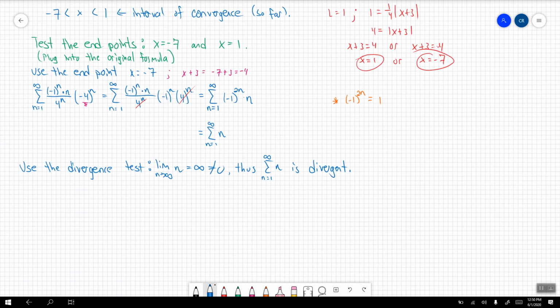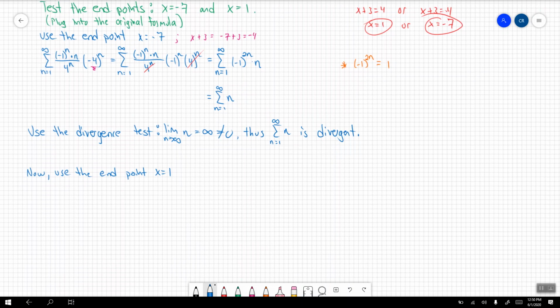Now let's go ahead and use the other endpoint, x is equal to 1. And again, we're going to go through the exact same process. I'm going to insert this into my x plus 3, so this is going to be 1 plus 3, which is just going to be 4.